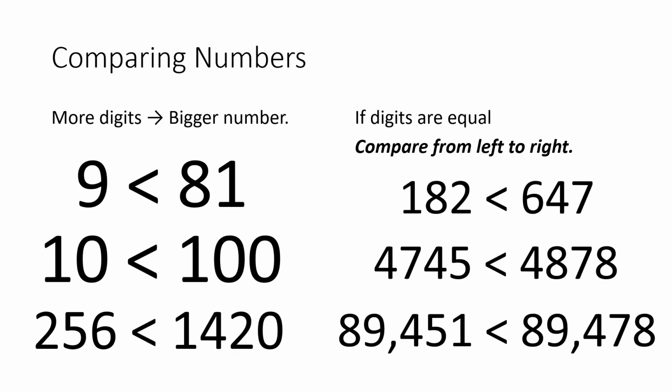So we have two simple tricks at hand: the more digits a number has, the bigger the number. And the other trick is, if the digits are equal in count, we compare them left to right. We just have to mind that the number of digits has to be equal. If the number of digits is not equal, it's very easy: the number with more digits is the bigger number.